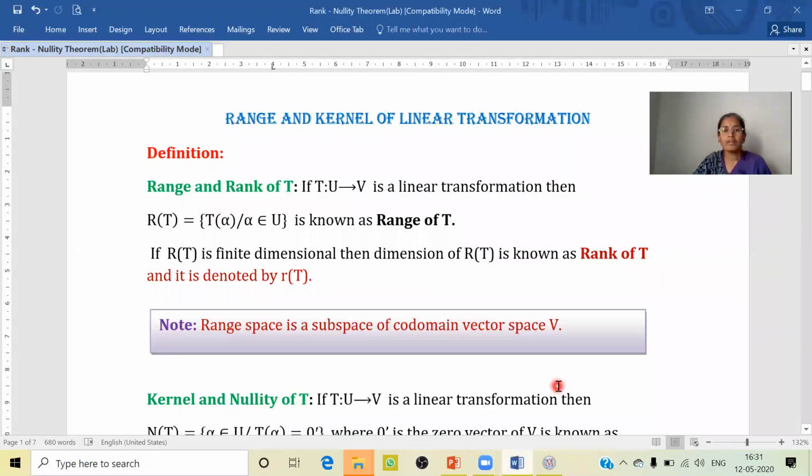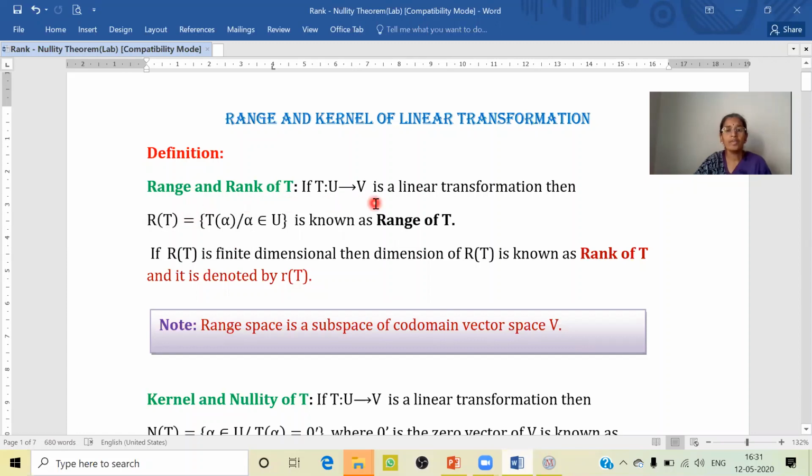To begin with, let us look into the basics of range and kernel of linear transformation, which are required to state the rank nullity theorem. First, let us see the definition of range and rank of T.